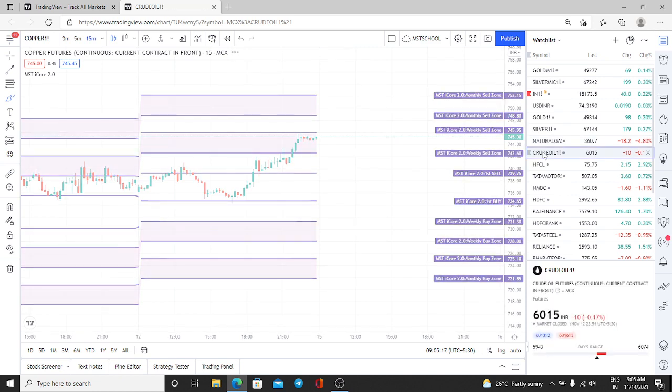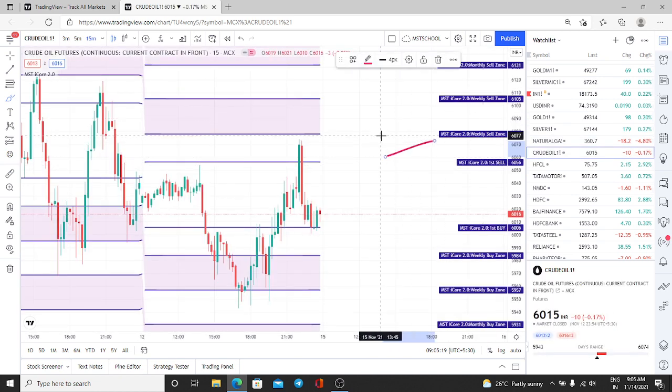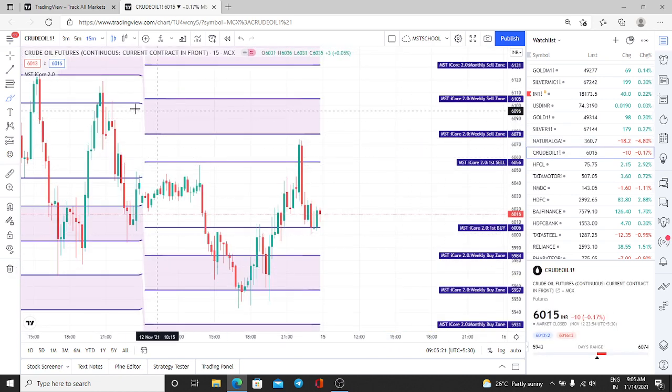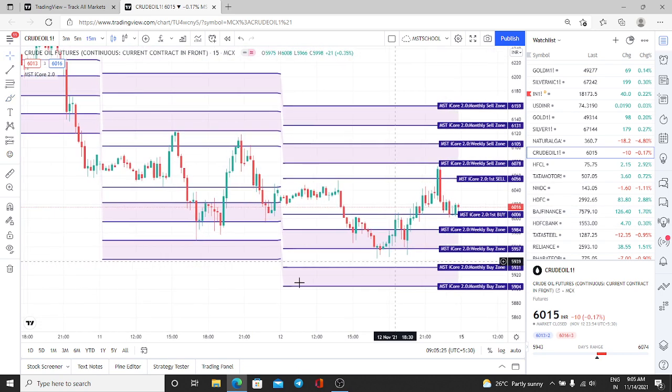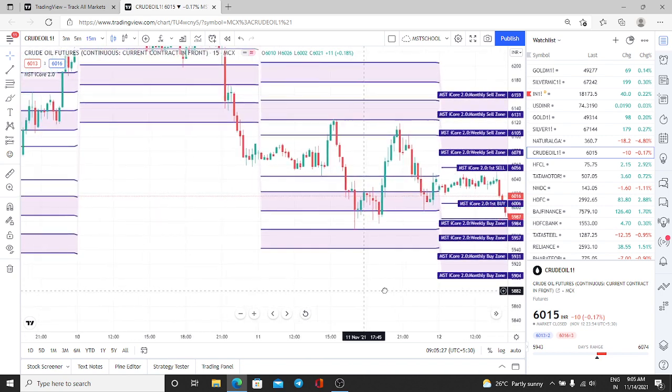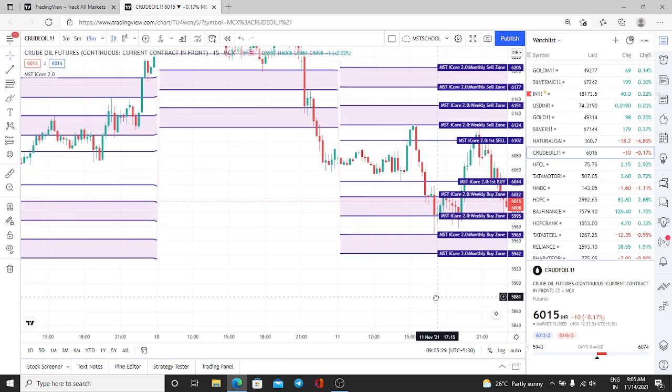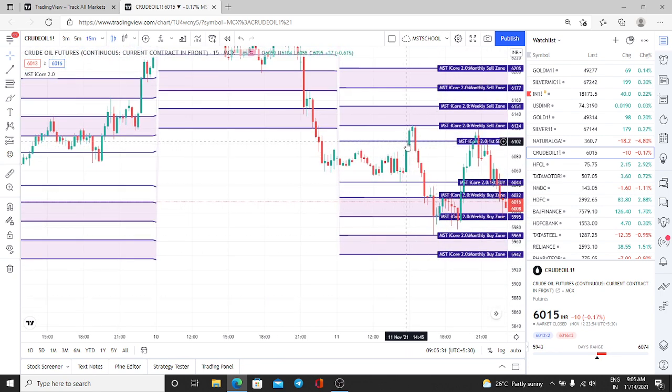I will show you one more thing in crude oil. This is yesterday. Yesterday this is our first sell entry, actually only the buy got activated. See here, 6044 was the buy entry and the low was also exactly 6044. So here it was supposed to reverse at 6102.